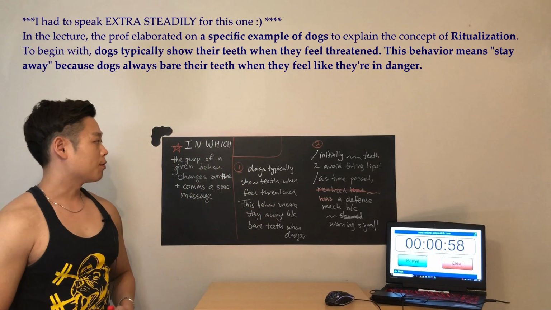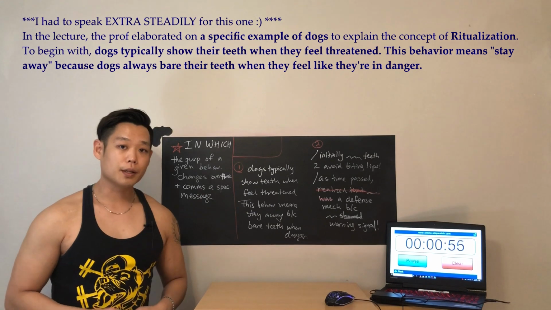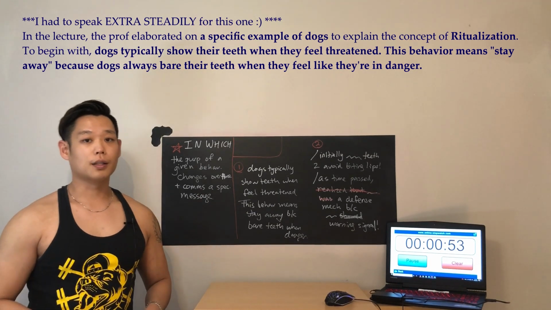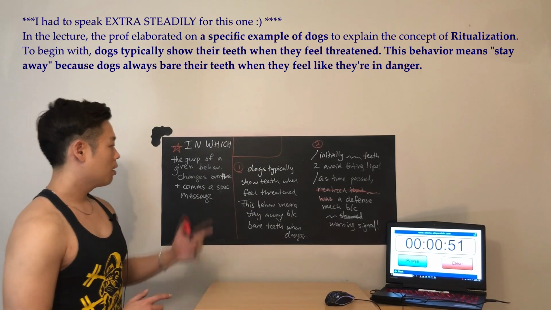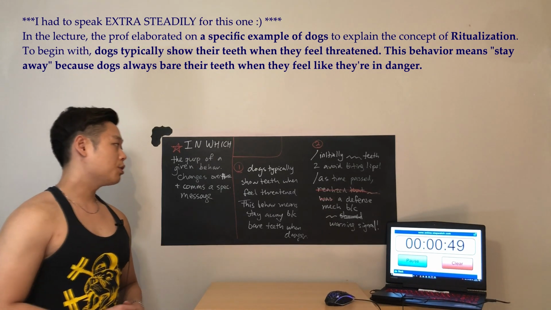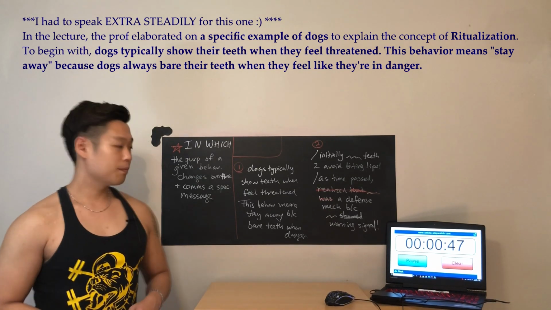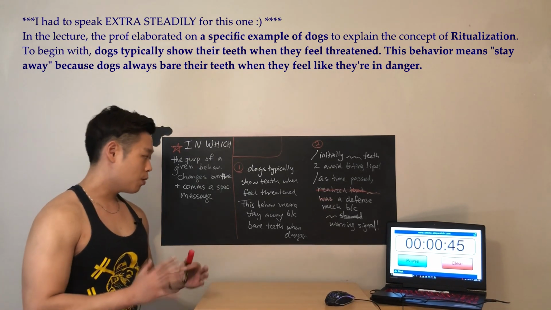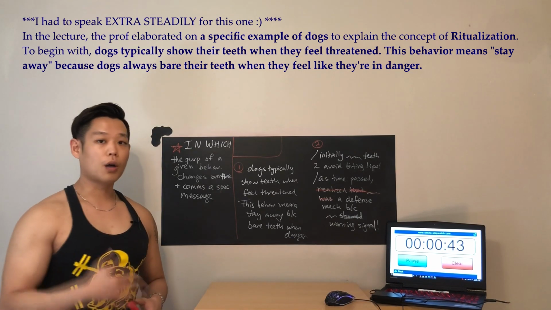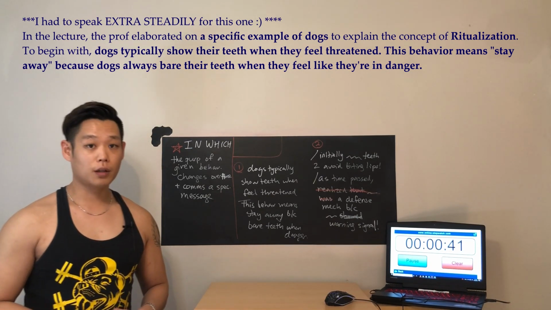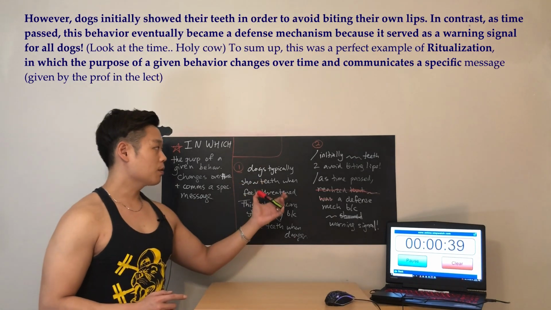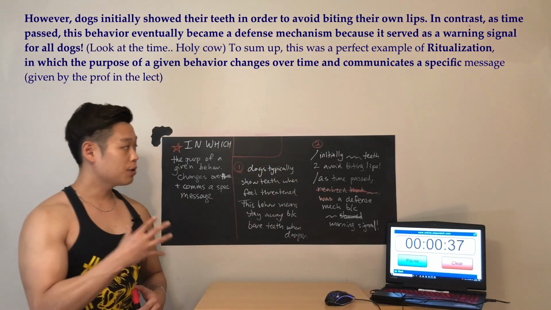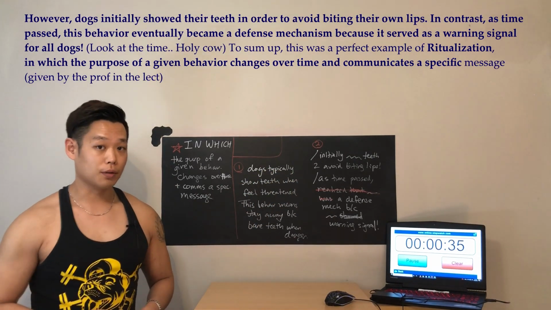In the lecture, the professor elaborated on a specific example of dogs to explain the concept of ritualization. To begin with, dogs typically show their teeth when they feel threatened. This behavior means stay away due to the fact that dogs always bare their teeth when they feel like they're in danger. However, dogs initially showed their teeth in order to avoid biting their lips.